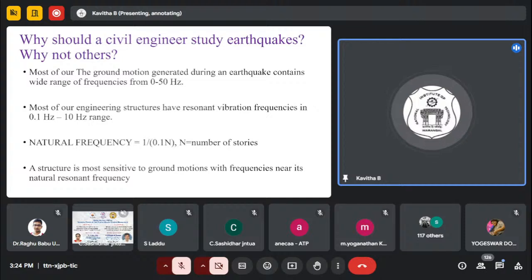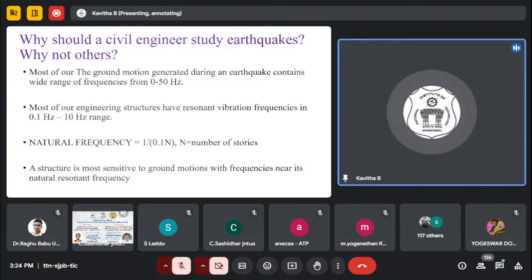One basic formula you can easily remember, whenever you want to calculate the frequency of any building: 1 by 0.1 times the number of stories. That is nothing but the natural frequency of a building. What is natural frequency? If you start vibrating a building, it will vibrate with the frequency at which you are vibrating it. But after some time, it adapts its own natural frequency and vibrates at that frequency. That is called natural frequency.